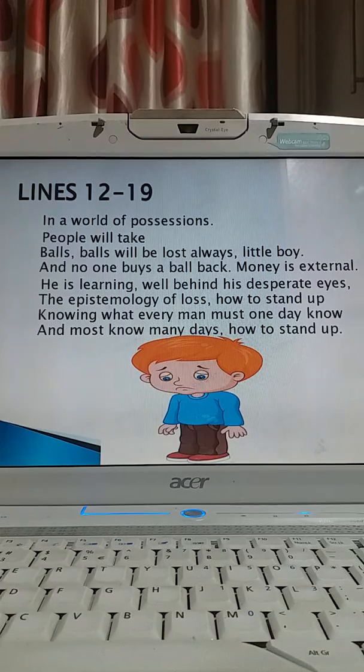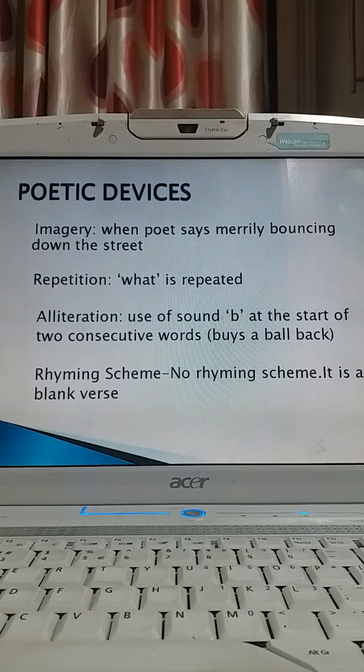Now let's come to the poetic devices. One is imagery, where, while you read, you can imagine a boy playing with the ball. He is bouncing the ball and the ball goes and falls inside the pond. Repetition, the words "what" and "what" repeated. Then alliteration, as I've already told you, when two consonant sounds are repeated consecutively in a line given.